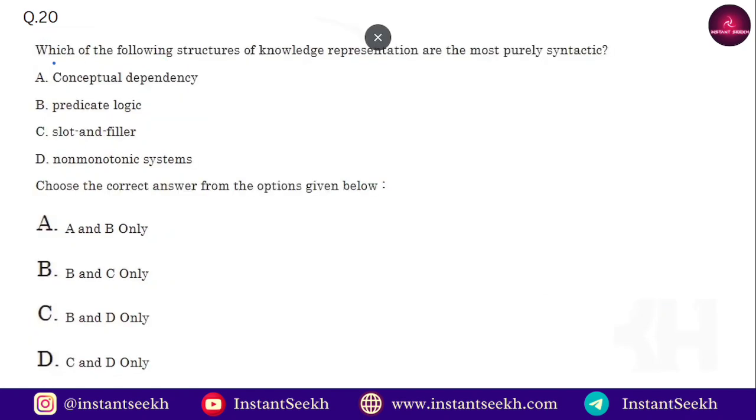Which of the following structures of knowledge representation are mostly purely syntactic? Let's see.